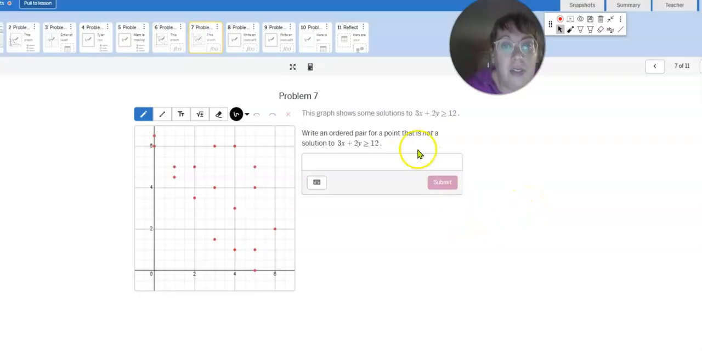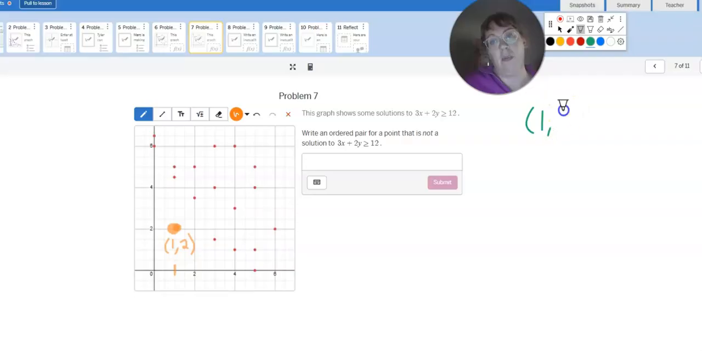This graph shows 3x plus 2y is greater than or equal to 12. So what's a point that is not a solution? We want to find one that's not around all these red points, right? So maybe this point here. Let's see if that is a solution, which has an x value of 1 and a y value of 2. So x is 1, y is 2.